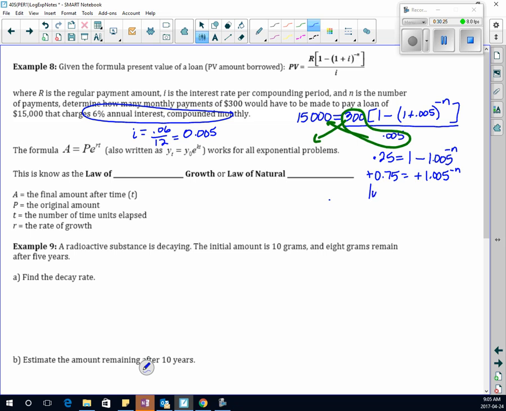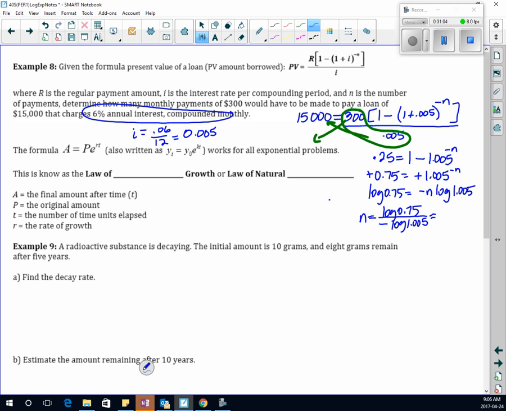Log it. Log of 0.75 equals negative n log 1.005. And the reason why it's negative n is because when you divide right now, you'll get a negative answer and then it'll switch the sign, right? So n is going to be log of 0.75 divided by negative log of 1.005. You can forget about the negative and then just put it back in with your answer, if that makes sense to you.